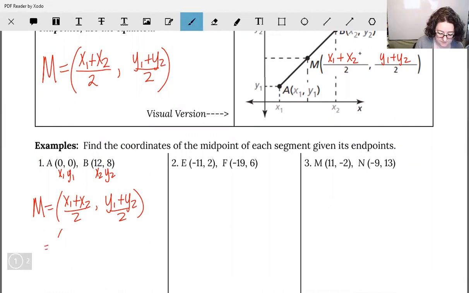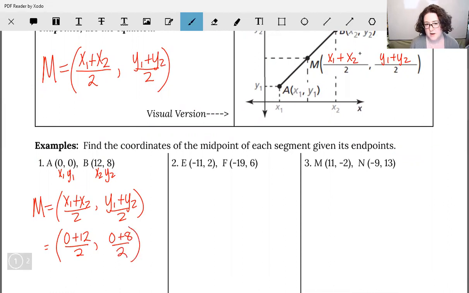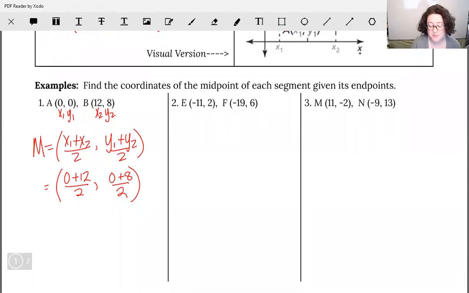So I have 0 plus 12, my x's. And my y's, I have 0 plus 8 divided by 2. Again, always make sure you're writing the parentheses on the outside. We're going to be stating another point on a graph, an XY coordinate. And the way we know it's an XY coordinate is by always having those parentheses around that pair of numbers. So then just simplify. 0 plus 12 is just 12.